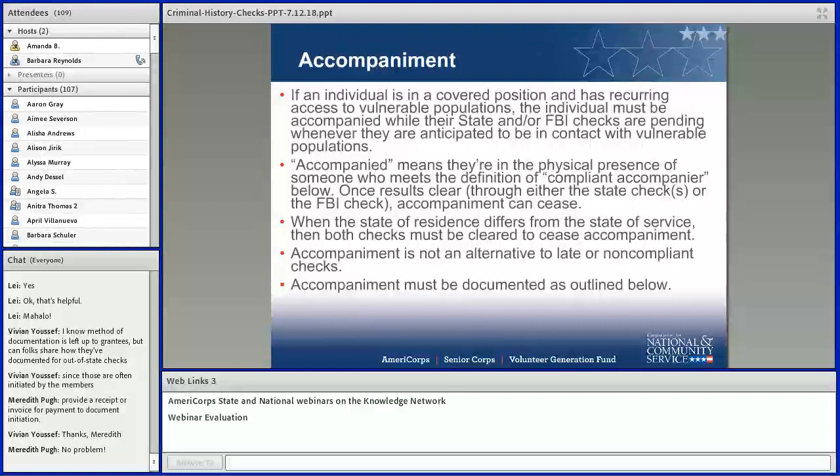So if you are doing accompaniment, that is basically when they're in the physical presence of someone who meets the definition of a compliant accompanier. And then you can cease it as soon as you get the FBI checks or the state checks from both states, if both are needed. And it must be documented.